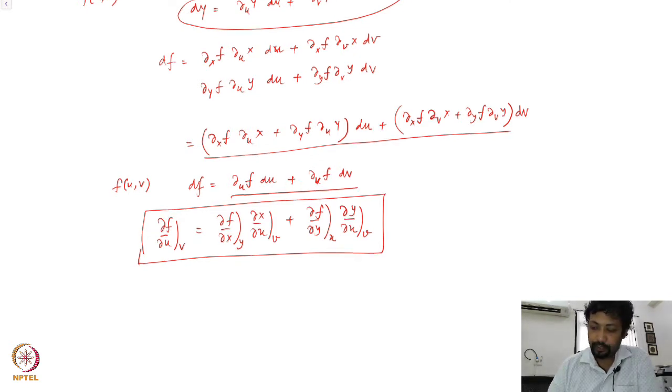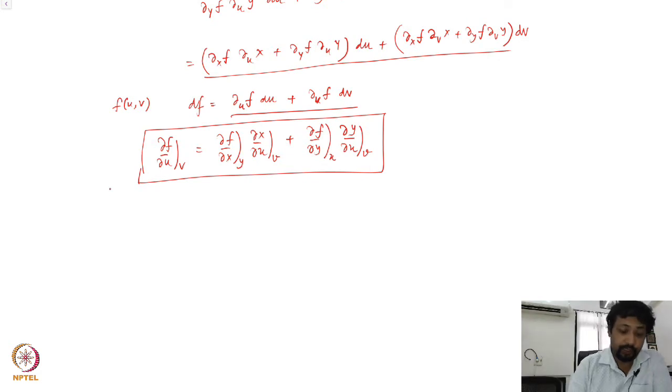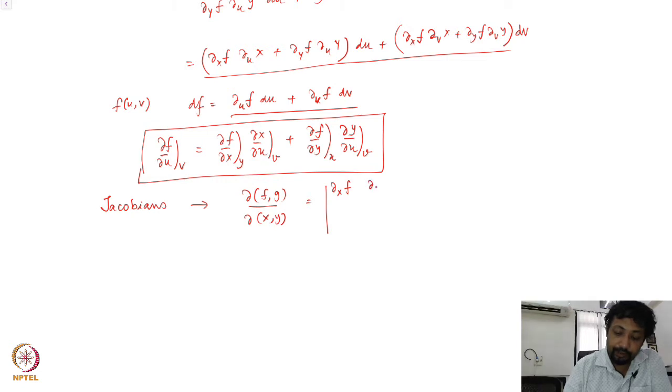So, welcome back. In the last class, we were looking at partial derivatives and we had derived all of this in terms of Jacobians. So now, very briefly, Jacobians are defined in the following way: I have two functions f and g of x and y, and this is the determinant of del x f, del y f, del x g, and del y g, right?